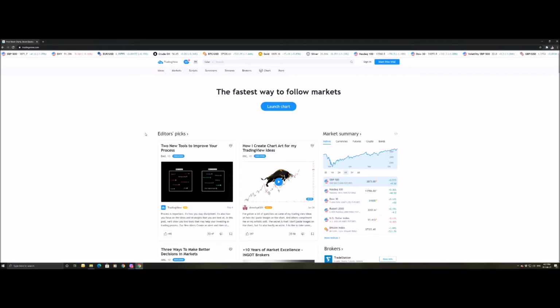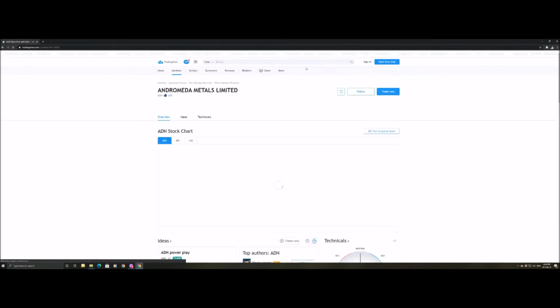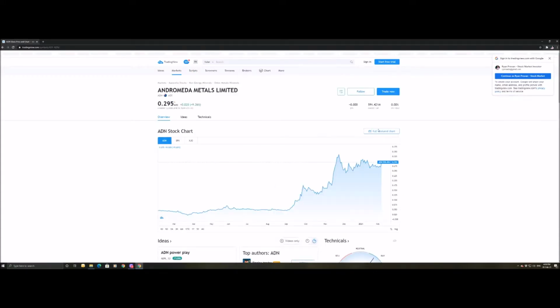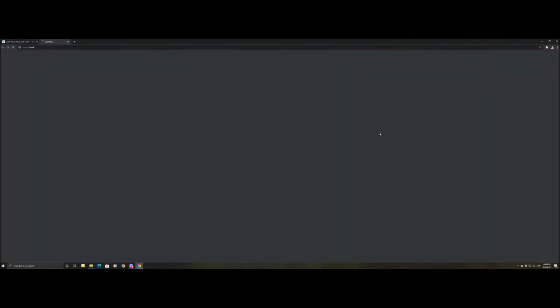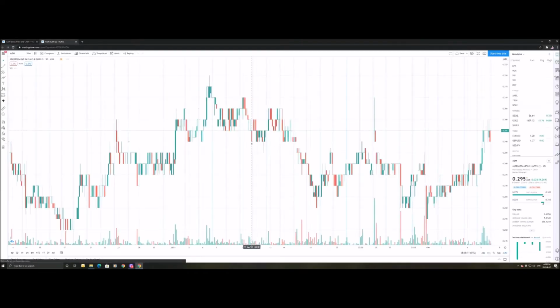Guys, welcome to tradingview.com. I'd just like to point out I'm not affiliated with this website at all, but it is free and a fantastic tool in order to get into technical analysis, and it gives you effectively a full suite of tools for free, or you can pay for an upgrade version which allows you to obviously have more features. But let's move straight into the video. I'm going to just choose a stock that I currently follow, which is Andromeda Metals Limited. And I'm going to go to their full featured chart just so we can see how this all starts working.